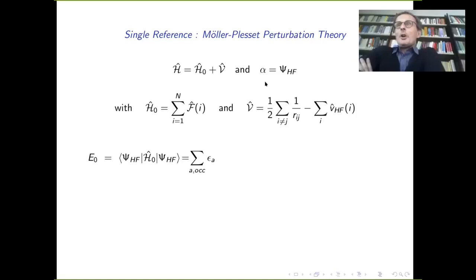Let me get back to notation. The exact Hamiltonian is split into two parts, the H naught and the V part. The reference, the alpha state I'm interested in, is the Hartree-Fock solution determined through the Hartree-Fock calculations. This means that H naught is nothing but the Fock operator, summed over all the electrons, where capital N is the number of electrons in the system. The perturbation is the difference between the electron-electron interaction, and there's a one half that shouldn't be here, I apologize for that, minus the Hartree-Fock potential. If you plug that back in, you recover the exact Hamiltonian.